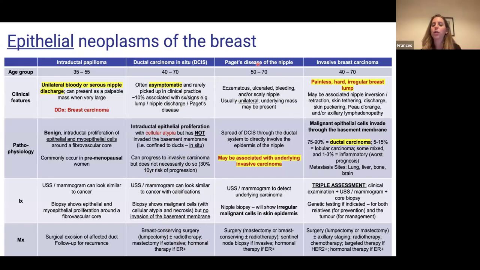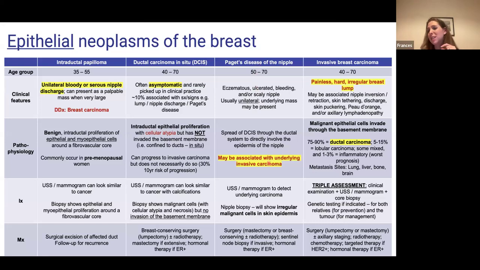Paget's disease of the nipple. So this is effectively when your DCIS has actually spread through the duct. So imagine it grows along the duct, not invaded through the basement membrane, right? It's grown along the duct all the way to the nipple or the areolar region. And now it starts to involve the epidermis of the nipple. That is Paget's disease, right? So the epidermis is now involved.